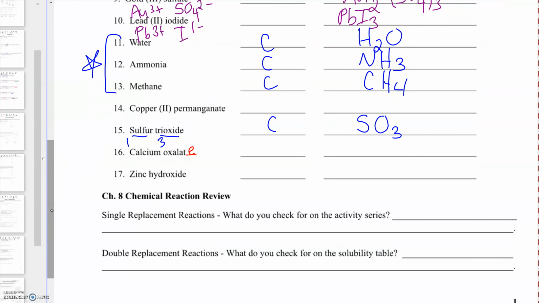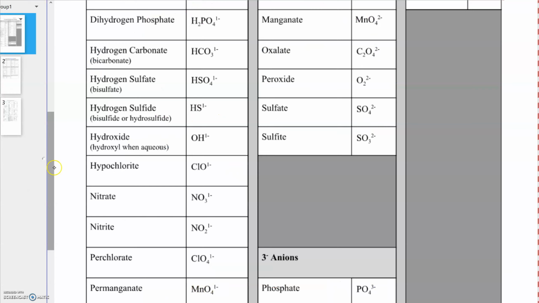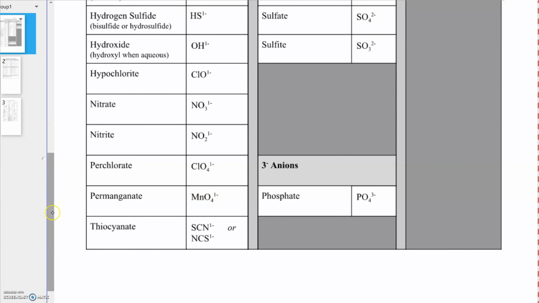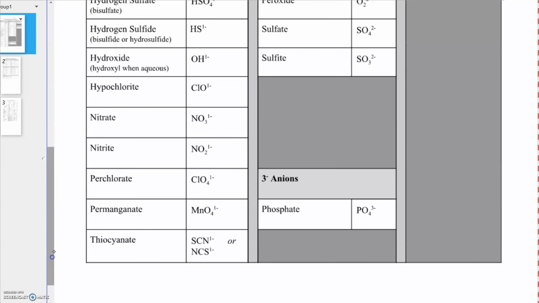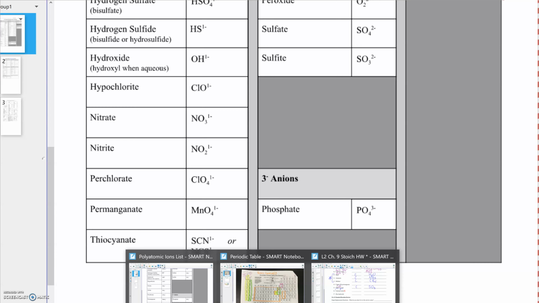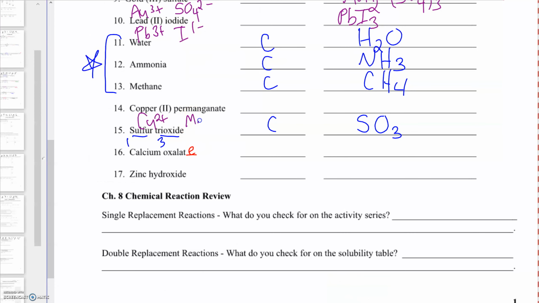Okay. Let's look at a couple more. We're almost done. Copper 2. So it's going to be copper with a 2+ charge. It's a wishy-washy transition metal. Permanganate. Now be careful on that one. You've got to check your polyatomic ion list, because permanganate is MnO4 1-, but then manganate is MnO4 2-. So this one wanted permanganate, giving it that 1- charge. So permanganate is MnO4 1-. So let's do our ionic crisscross. So copper, there's going to be 1 of those, and now we need 2 of the permanganates, MnO4 2.